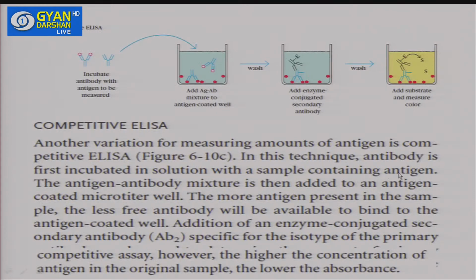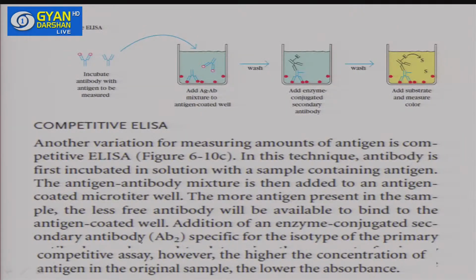Lastly, in case of competitive ELISA, this is another variation. Here what you do is you first mix the antibody in a solution with a sample containing antigen. You have the antigen antibody mixture and then you add it to an antigen coated microtiter well. So if there is more antigen, there will be more binding of the antibody, and therefore the free antibody will be less available to bind to the antigen coated well. And then you add the enzyme conjugated secondary antibody, which is specific for the isotype of the primary antibody. So this is a competition. Basically there is a competition, and that is why it is called the competitive ELISA.